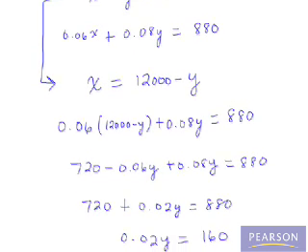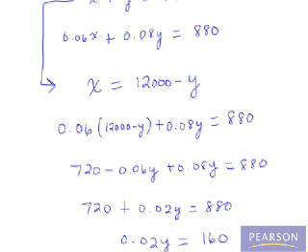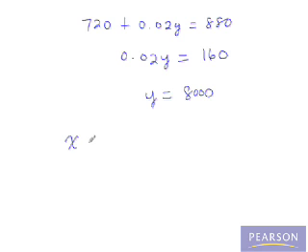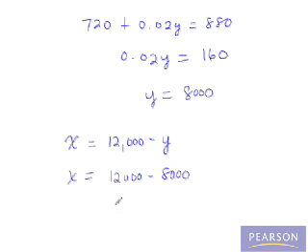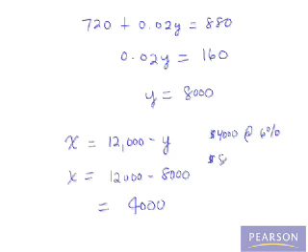We know to solve for x, x is the same thing as 12,000 minus y. We now have figured out that y is equal to 8,000. So x is equal to 12,000 minus 8,000, which is equal to 4,000. And as you can see, the sum of these two is $12,000. So our final answer: we found out that $4,000 was invested at 6%, and $8,000 was invested at 8%.